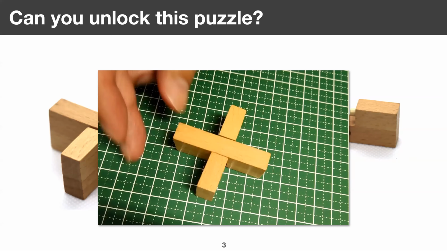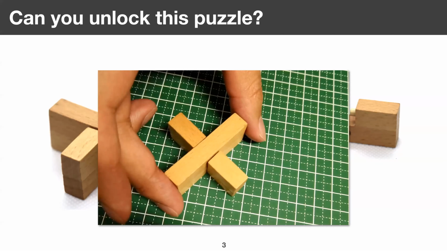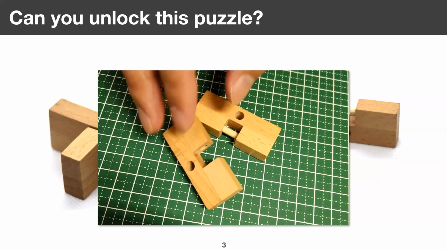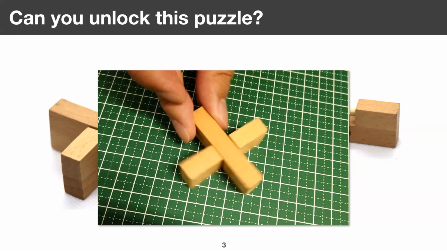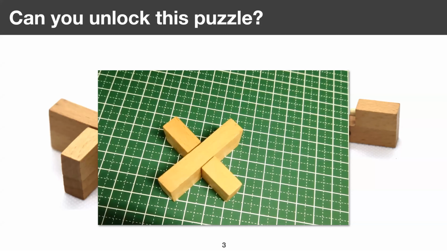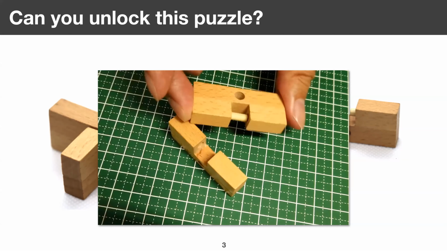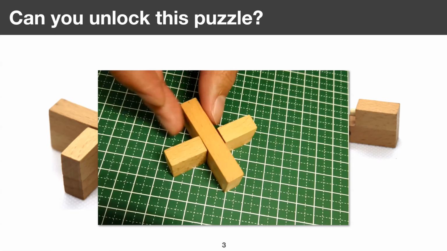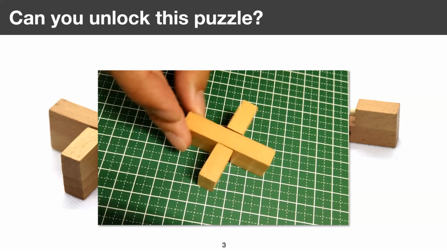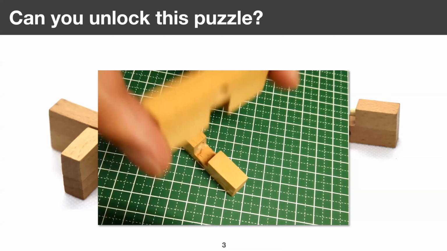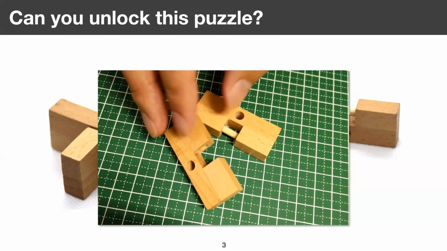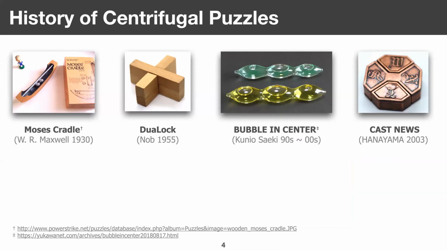Solving this type of puzzles requires exploiting gravity or centrifugal force. When the puzzle is spun, the centrifugal force is equally applied to the internal locking mechanism. In this case, the sticks are pushed away to the outer side. As a result, the puzzle is unlocked and disassembled into two parts. We can find such types of puzzles in the early 20th century, and then several puzzles that exploit centrifugal force have been invented.